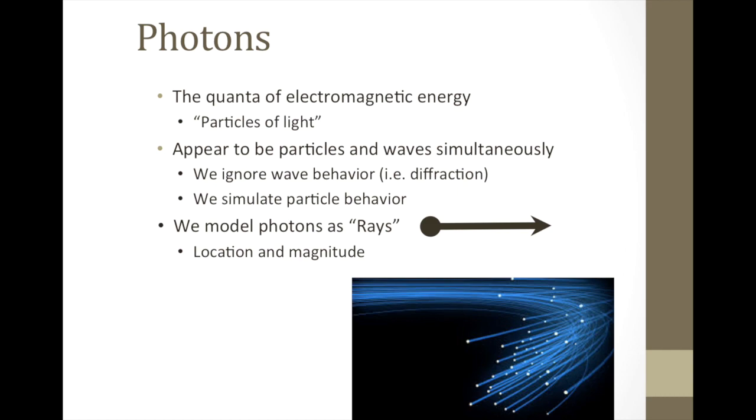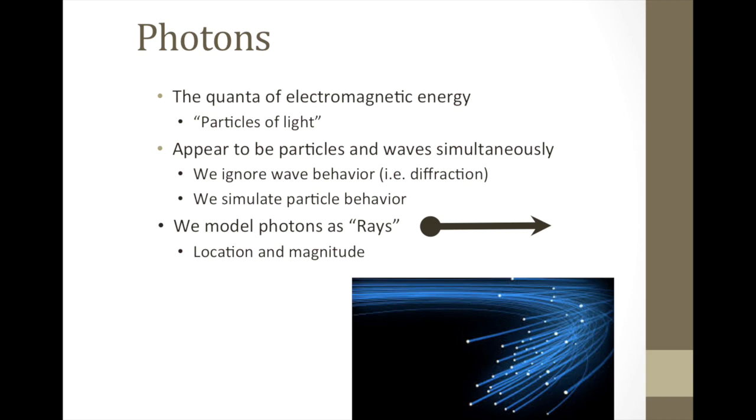As a physicist, a photon is a quanta of electromagnetic energy. Some may call it a particle of light. That's what I like to think of it as in this context. In reality, photons can be particles and waves simultaneously. For modeling in computer graphics, we frankly just ignore the wave behavior. That certainly could be incorporated later, but it's unnecessary to reach the levels of realism that we like. So we really focus on simulating these photons as particles.